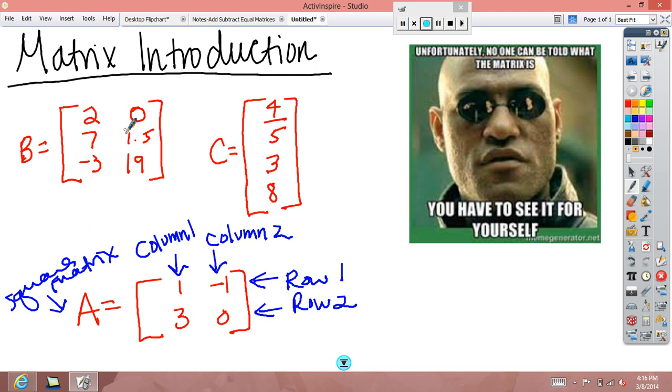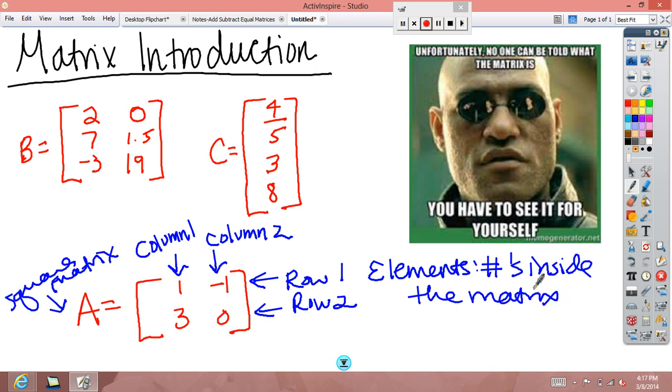And you name these numbers in here, 1, -1, 3, 0. These are called the elements. The elements, I think, is also something in the movie The Matrix, which is an interesting parallel between the two. But elements are the numbers inside the matrix. And in this example, A, they're 1, 3, -1, 0; B, 2, 7, -3, 0, 1.5, 19, 4/5, 3, 8, etc.